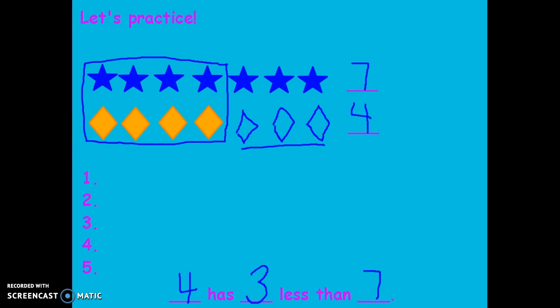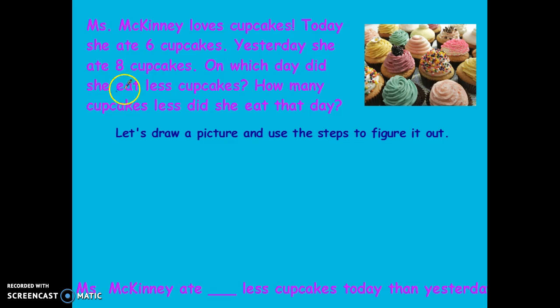We're going to practice one more time, but this time we're going to listen to a word problem. Miss McKinney loves cupcakes. Today she ate 6 cupcakes. I'm going to draw 6 cupcakes. 1, 2, 3, 4, 5, 6. Can you draw 6 cupcakes on your whiteboard? You have 30 seconds.